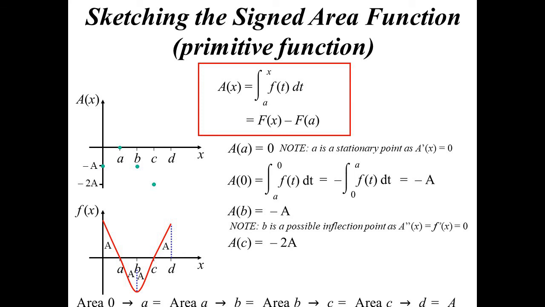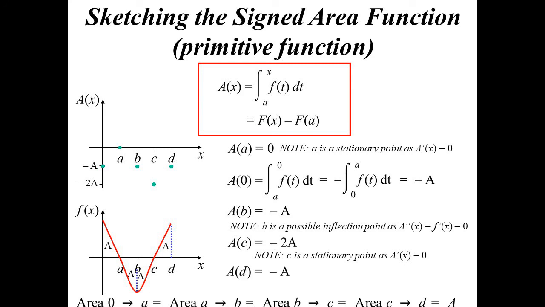Now, when I substitute in C, what do I get? Well, going from A to C, I now have 2A below the axis. So its value must be negative 2A. Let's plot that one. What happens next? Oh, by the way, C is also a stationary point for the same reason as before. Our derivative graph at C is 0.